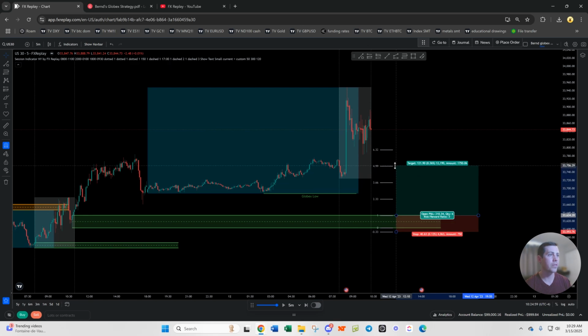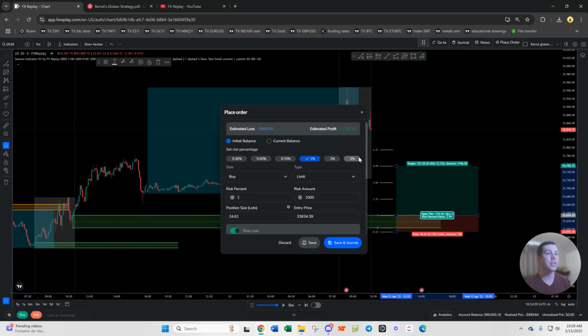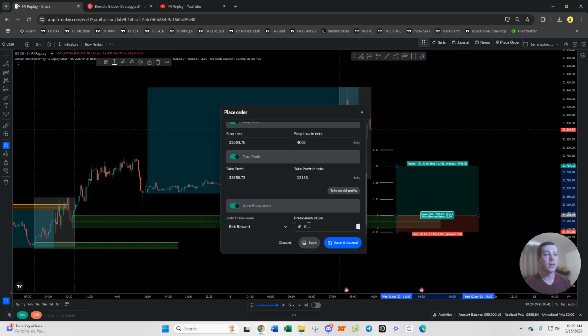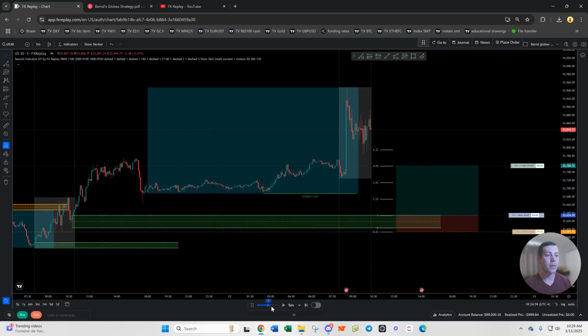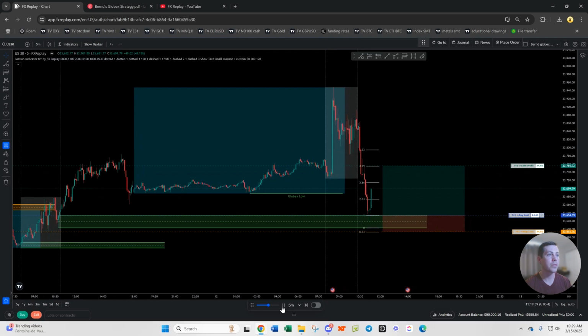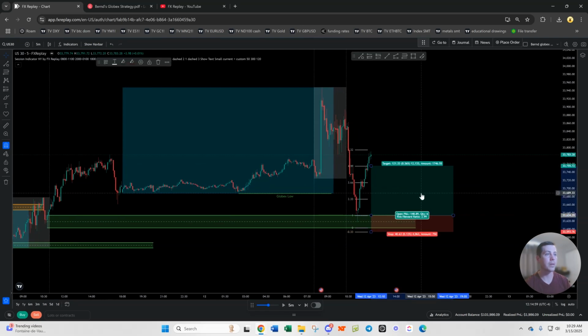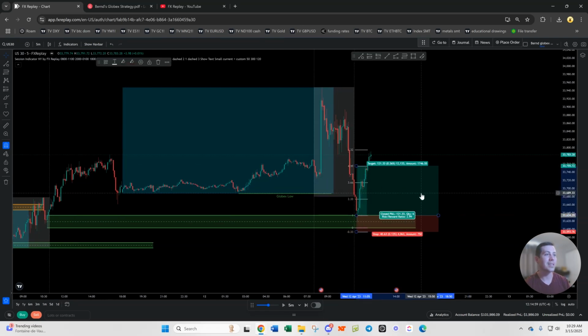Again, we're just going to go for 3R in these cases. You could potentially optimize as you get a larger sample size, but that's what I was saying might be a sweet spot for the Dow. So buy limit, auto break even after 1.5R. And let's let this play out. So we swept the Globex low, got tapped in, and a really nice win. So this is how we want these to play out.